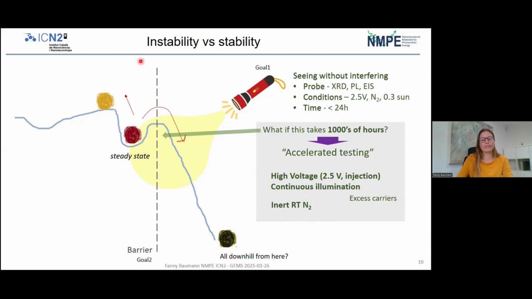We have a second goal, which is to actually place a barrier here in order for our perovskite not to go beyond the point of no return. And in our case, we decided to use a molecular additive, 3-phosphopropionic acid, or H3PP, which is a well-known additive to our group.